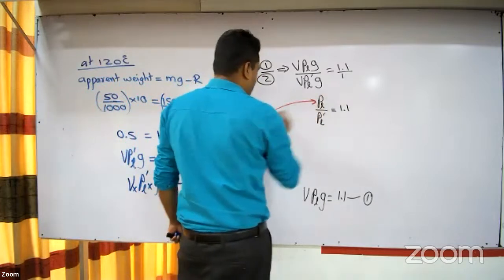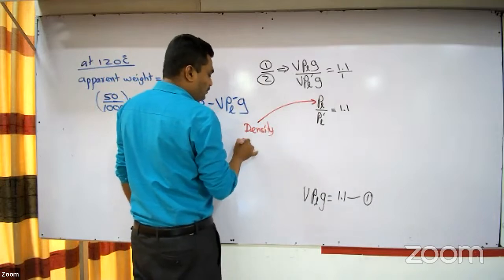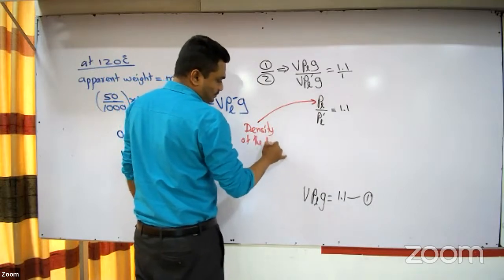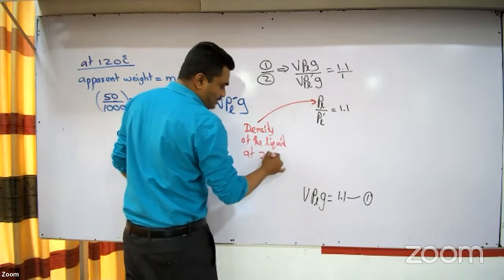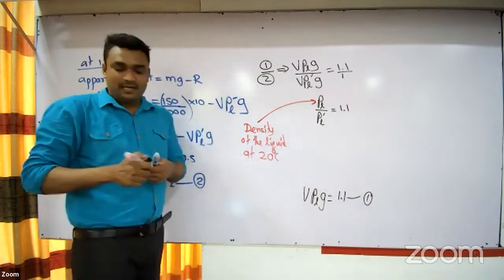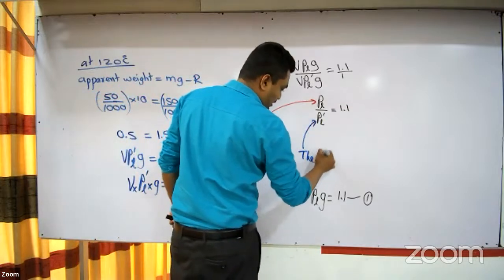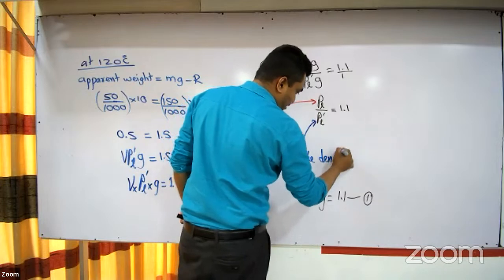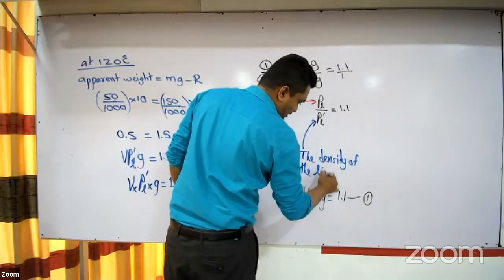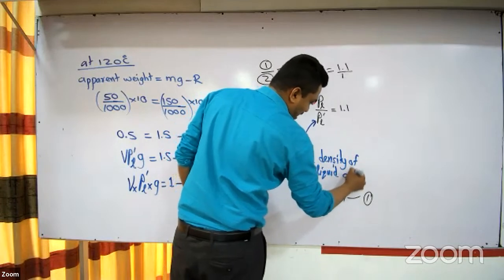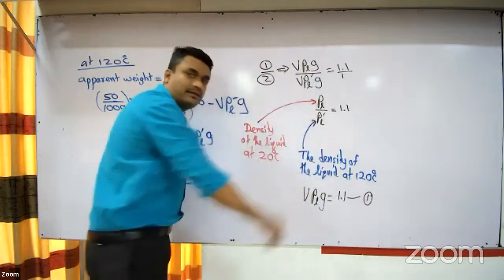Write them here. Density of the liquid at 20 degrees Celsius temperature is rho L. Rho L dash is the density of the same liquid at 120 degrees Celsius. Write them all.